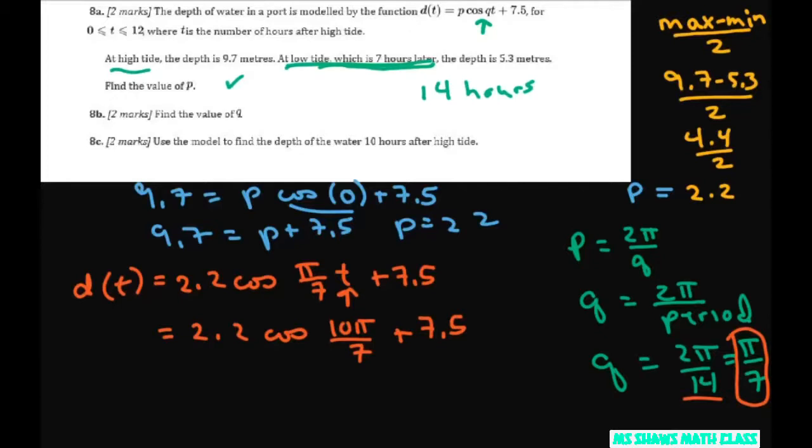And when you plug that in your calculator, you're going to get 7.01045, and you're going to round that to 3 significant digits, which is 7.01.